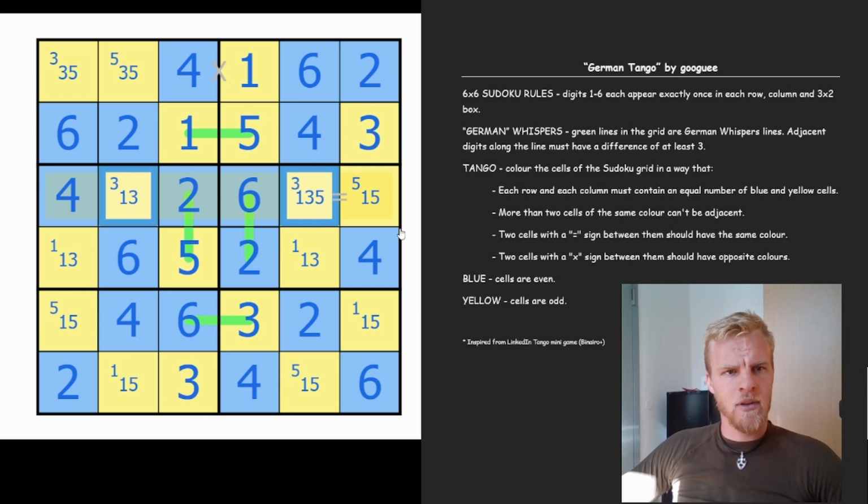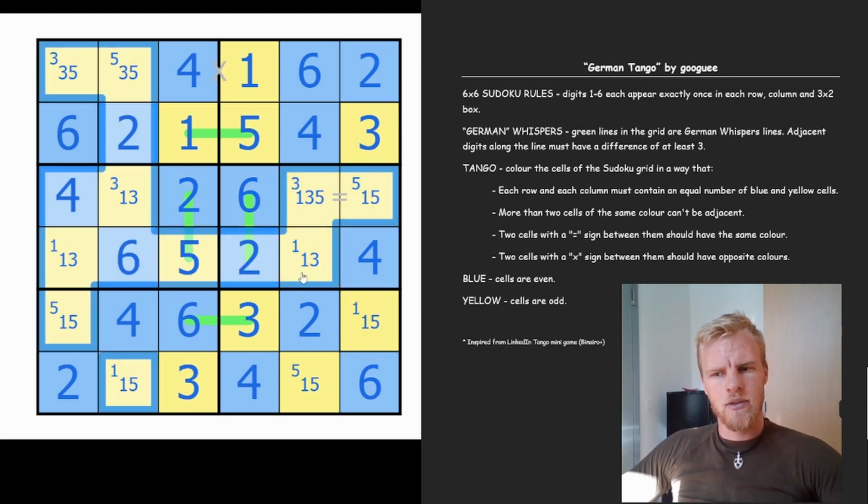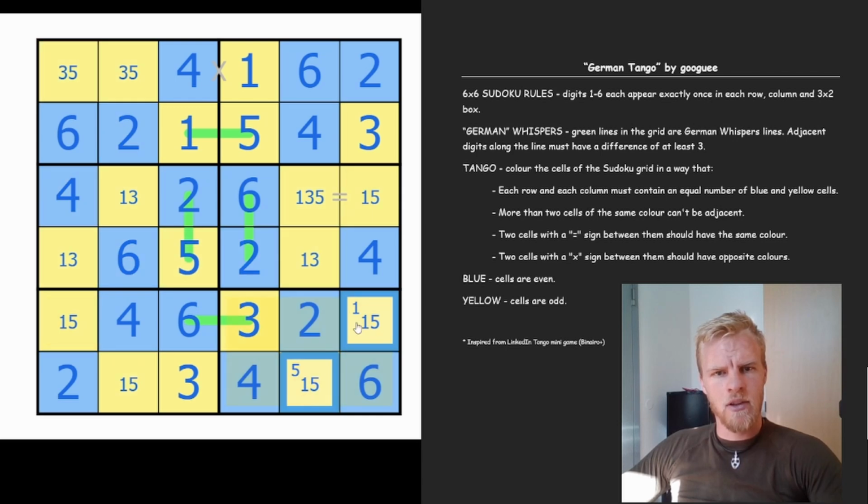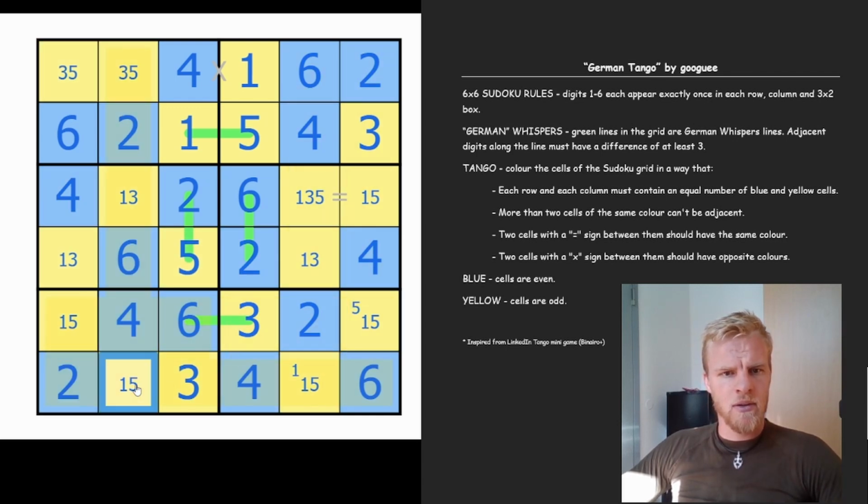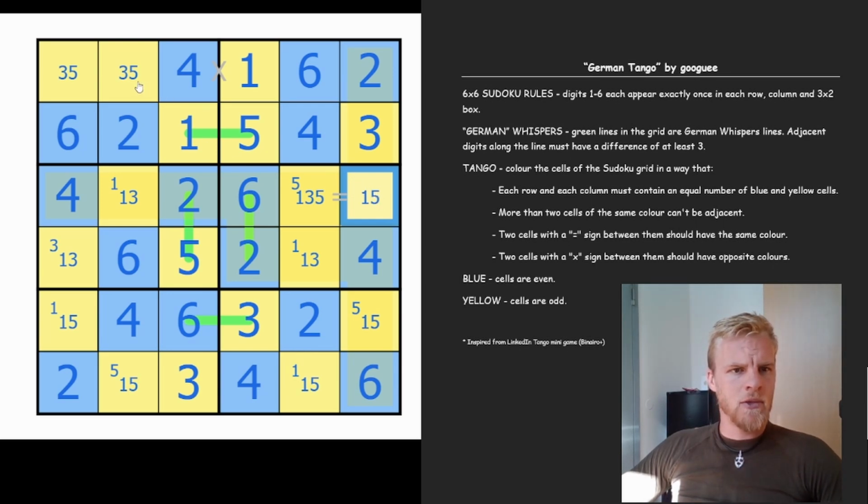So this does not work out. Let's check the other way around. We started here, so this is our five, that's our one. And this way around it also does not work out. Why not?